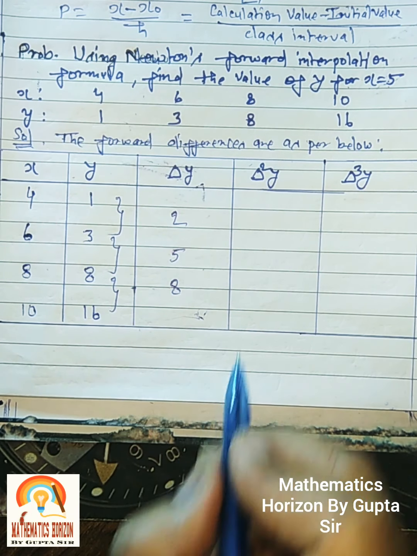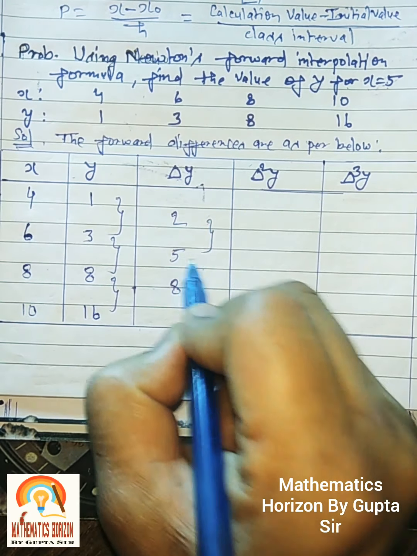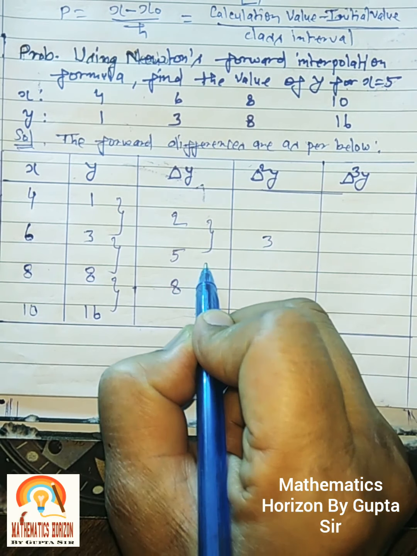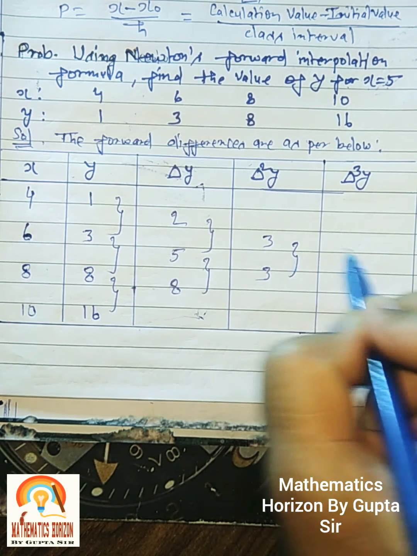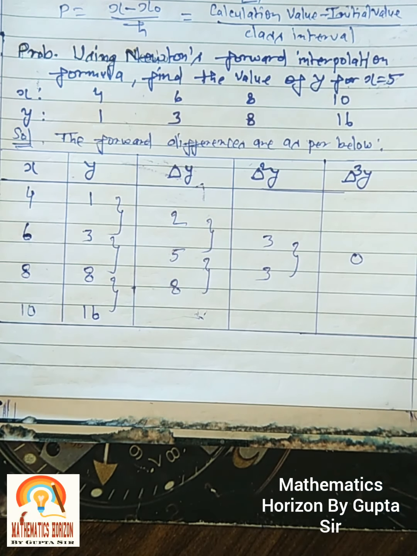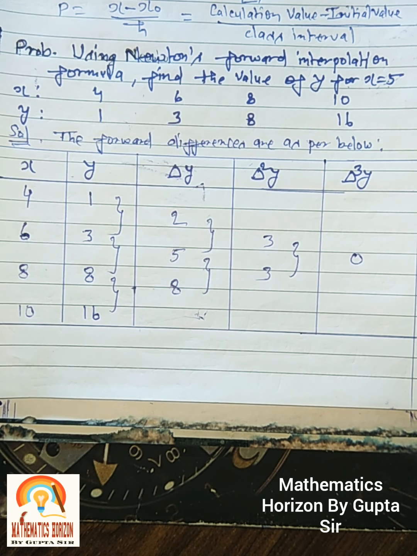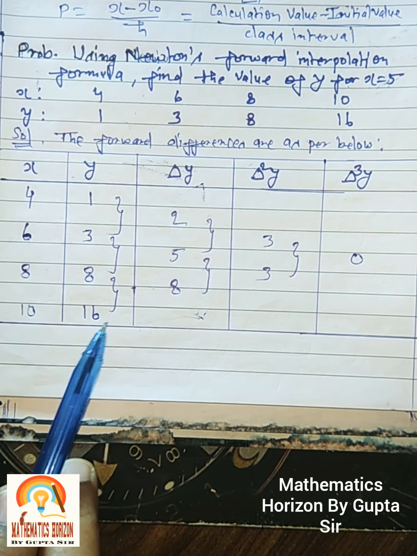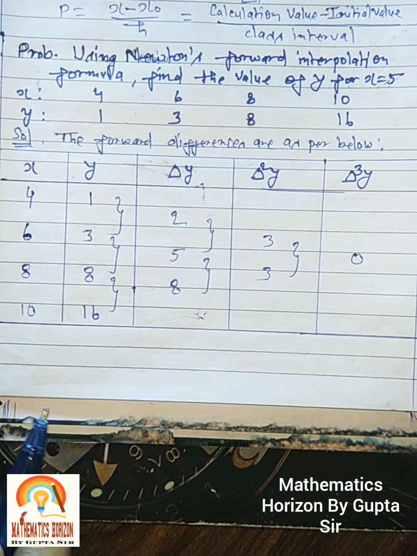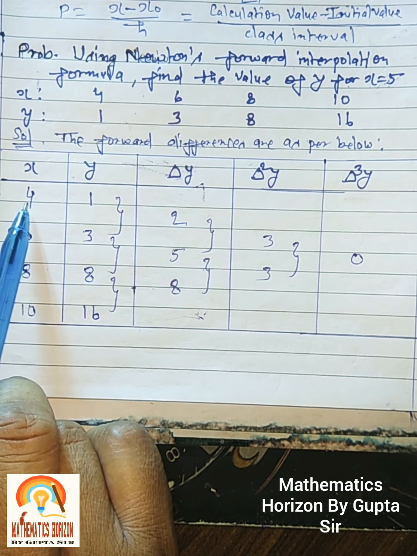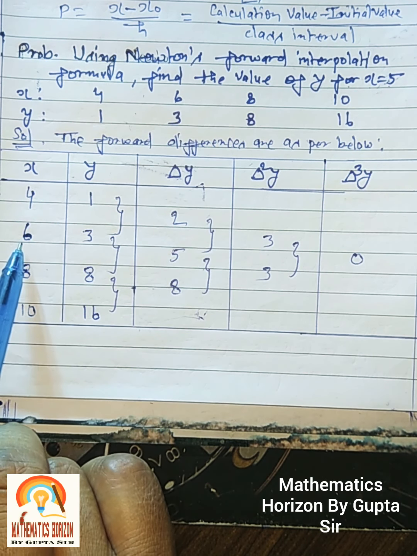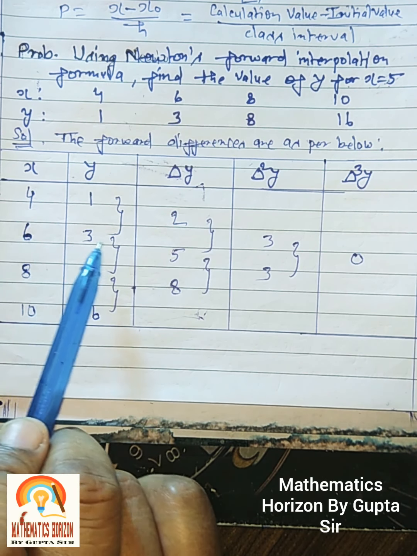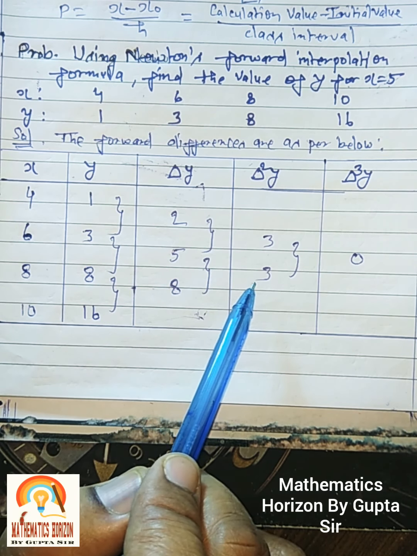These are the differences of first order. Now differences of these two is 3, differences of these two is 3, and the difference of this minus this is 0. Now here the interpolated value is near the beginning of the table, meaning the interpolated value is near the 4. It is also near the 6, but in that case we get only two differences.